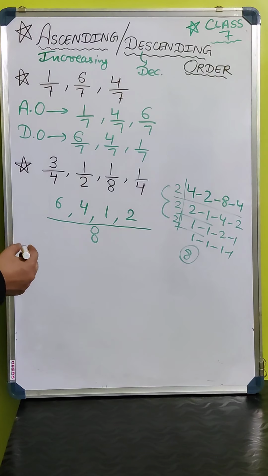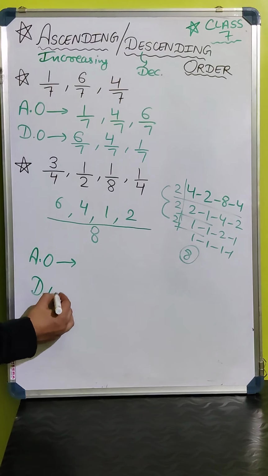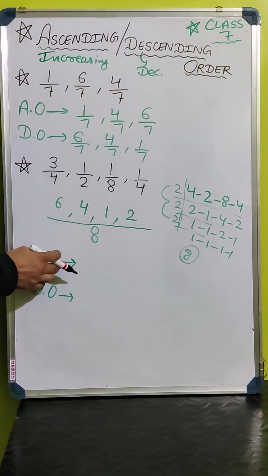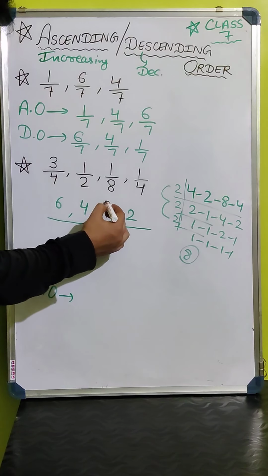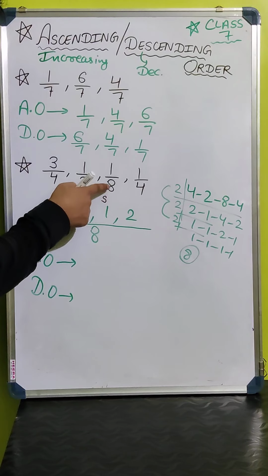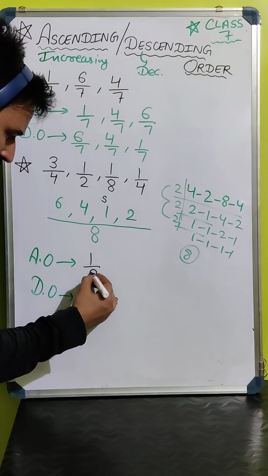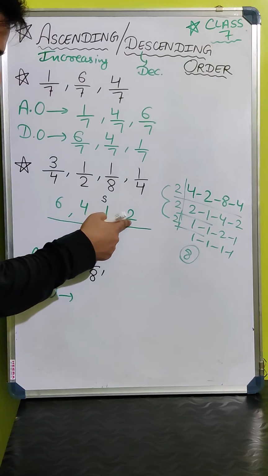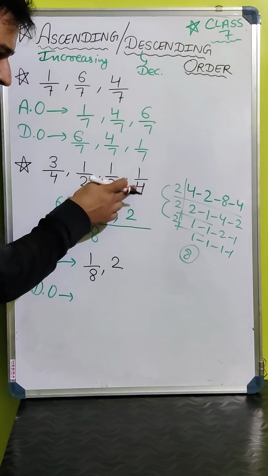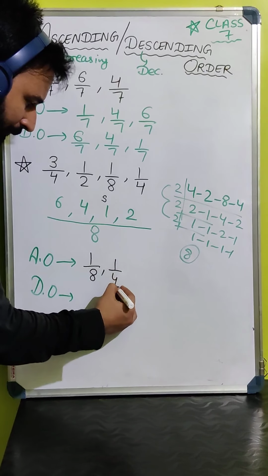Now you have to write the ascending order and descending order. In the ascending order, we will write the smallest one first. Which one is the smallest? 1 is the smallest. So along with the 1, which number is there? That is 1 by 8. So I will write 1 by 8. Then after 1 it will be 2. So in place of 2, what will I write here? That is 1 by 4.